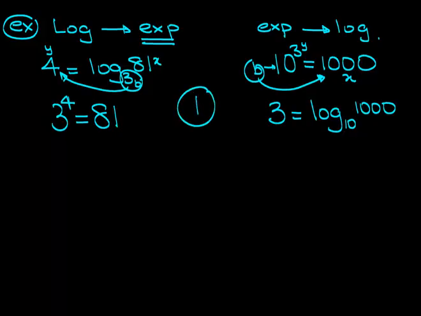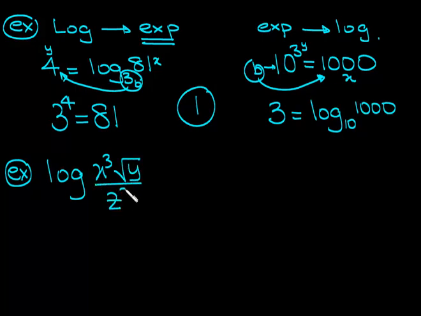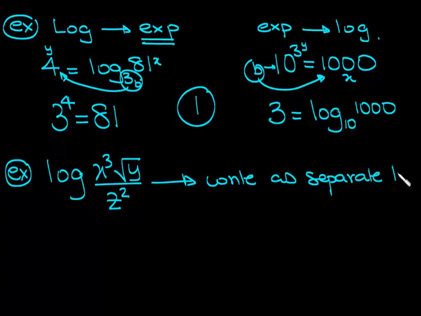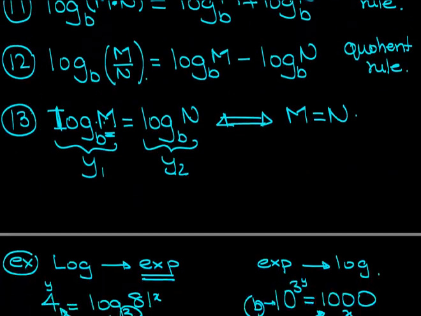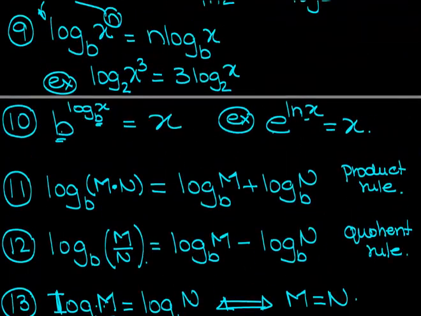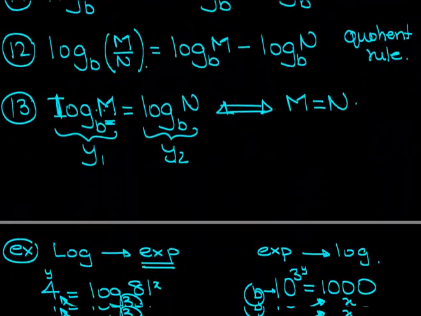All right. The next couple of examples are again just trying to get you used to properties. So let's say they give you log of x cubed square root of y divided by z squared, and they want you to write it as separate log terms. That means they want you to write it as log of x, log of y, log of z, separate log terms. So we're going to use the log properties. One of the properties I just gave you, numbers 12 and 11, are the ones we're going to use here, and also number 9. Okay, so I'll show you.